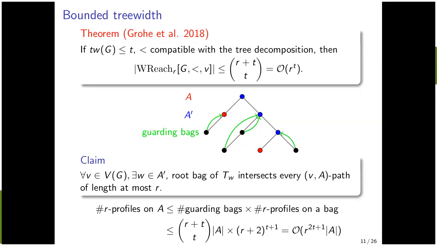So the R plus 2 comes from the number of different values on the coordinate of an R profile, right? Exactly. We just need to remember all the distances on the bag, which has size T plus 1, and distances larger than R, we can forget them. So 0 to R and then infinity. Exactly. R plus 2. Yeah.